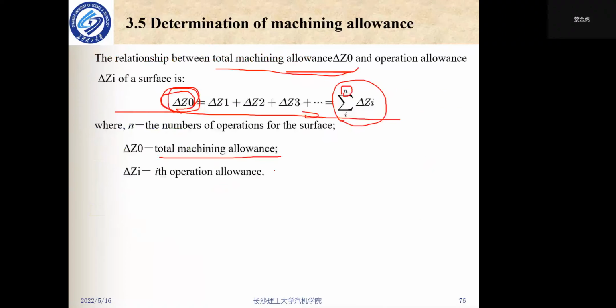And the relationship between total machining allowance Z0 and operation allowance Zi of the surface is calculated by this equation, where the total allowance is calculated by the summation of operation allowance. And it is obtained by the definition of total and operation allowance directly.